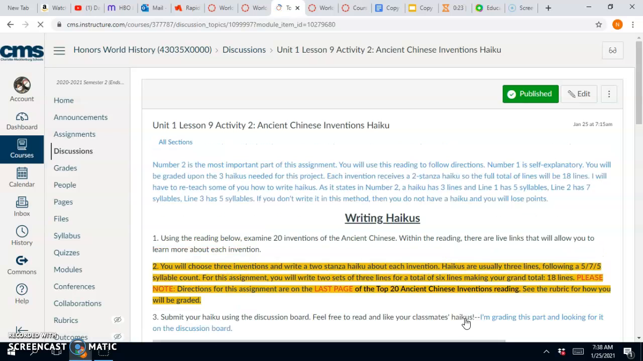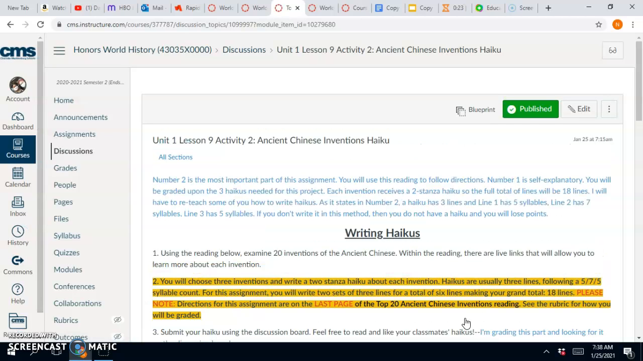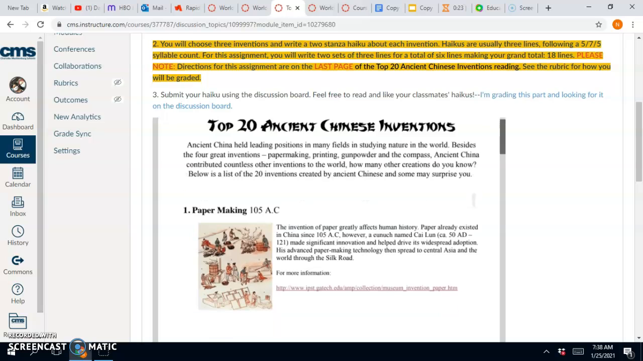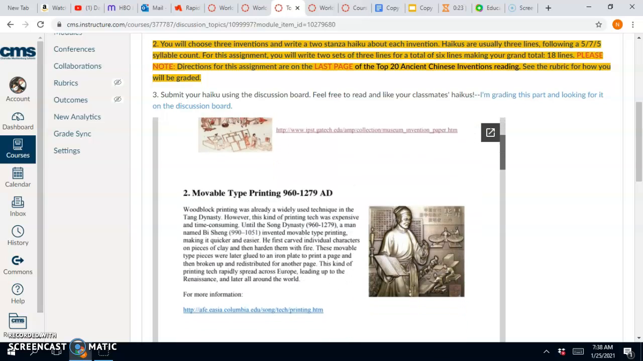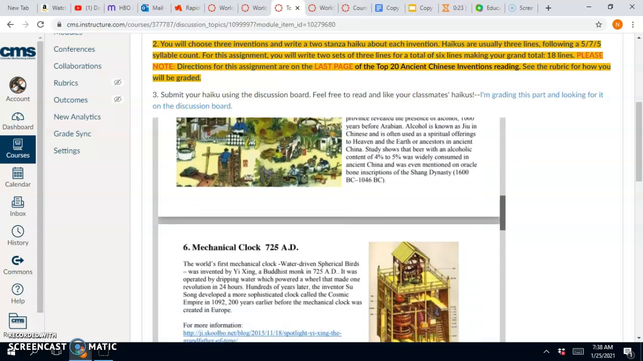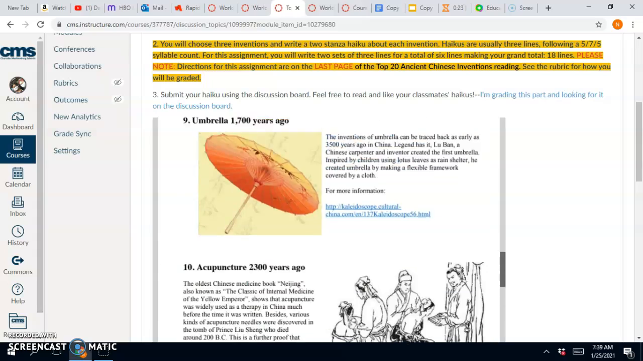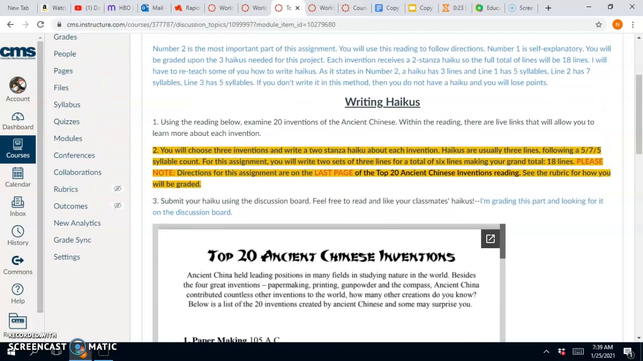Next, here is the part that you are turning in, right here. So, of this assignment, I put it in blue. Number 2 is the most important. First thing you need to do is read the 20 Chinese inventions. Read those first and then pick 3 of those that you really like. Okay? The 3 that you like, then you need to write haikus about them. So you got 3 inventions and you have to write 3 haikus.